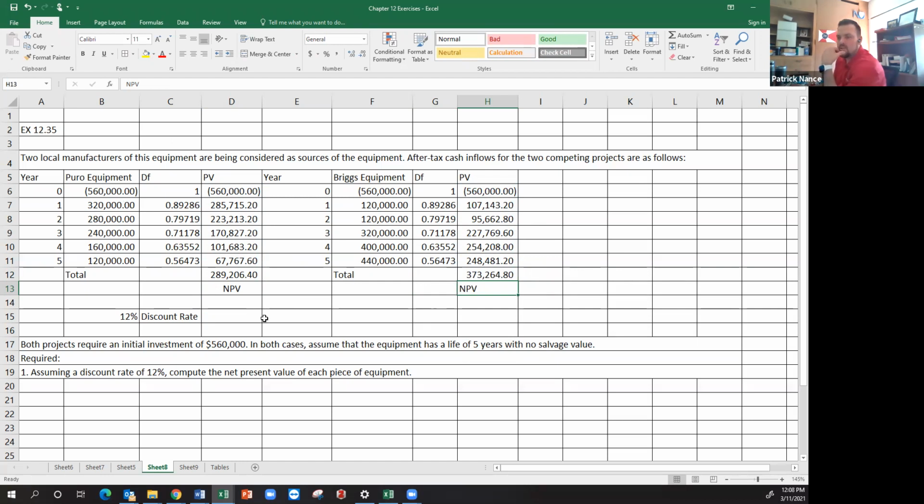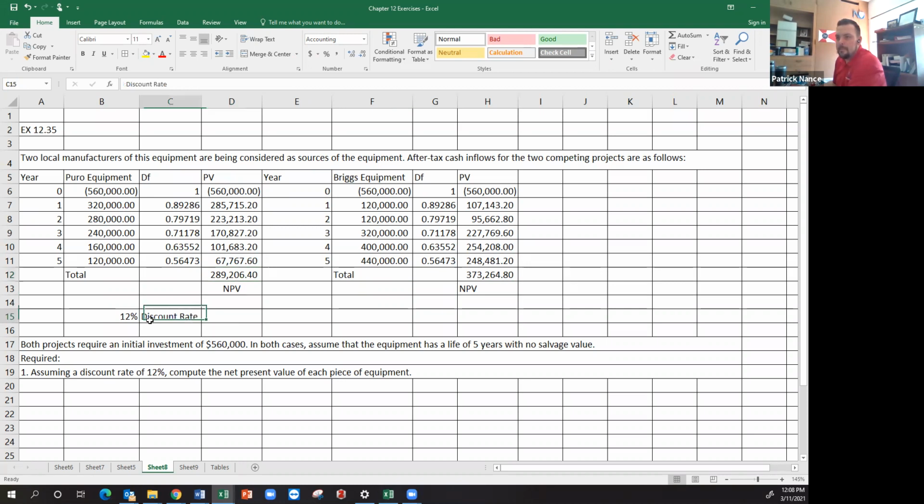It represents how much additional cash flows above and beyond a rate of 12% these projects are going to give us. So if this number were 0, if NPV ends up being exactly 0, that means my return is exactly 12% because that's my discount rate. If this number is higher than 0, and I don't know what the percentage is, you can figure that out, but it's a whole different method, then I know it's above 12%. If it comes out a negative number, then it would be less than 12% return on my investment. So as you can see here, the Briggs equipment returns a higher net present value as compared to the Puro equipment.